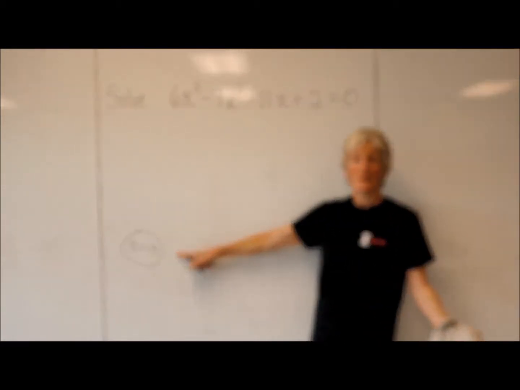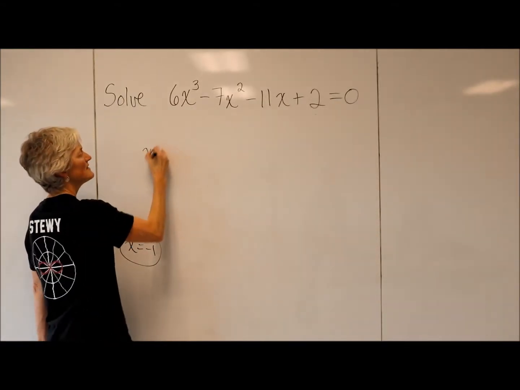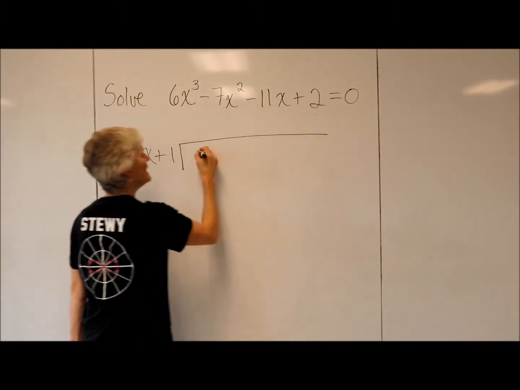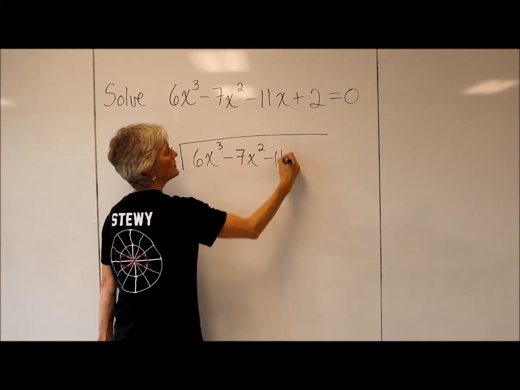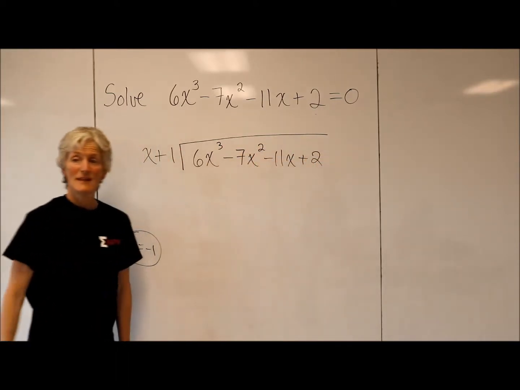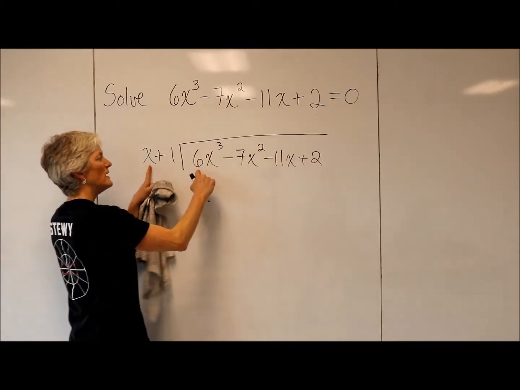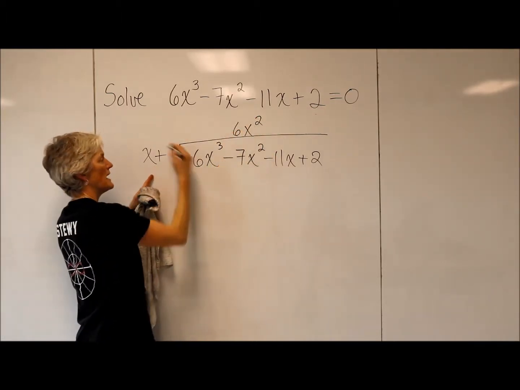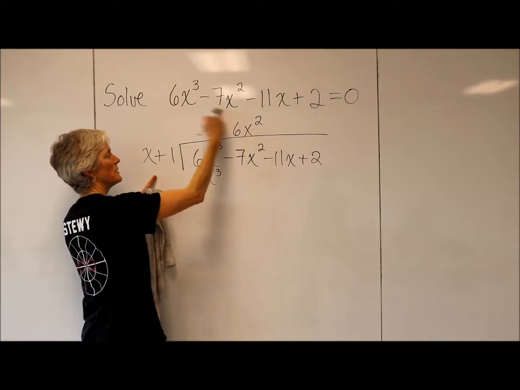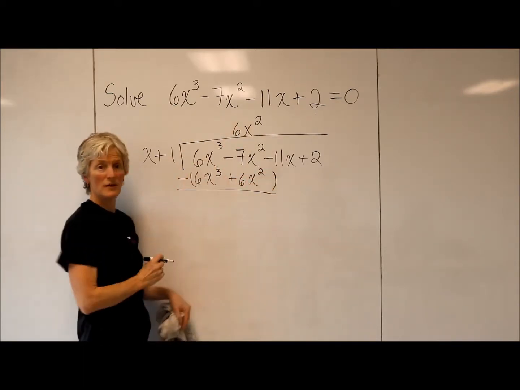Negative 1. x plus 1, yeah, because it is negative 1. So I'm going to take the factor x plus 1, and I'm going to divide it into this, using polynomial long division. Are we having fun yet? I know I am. Okay, x times what is 6x cubed? 6x squared. Multiply that by x, multiply that by 1, and I subtract.